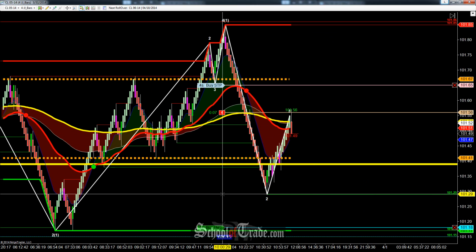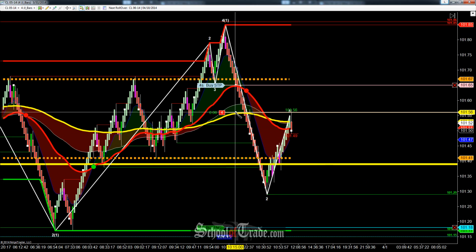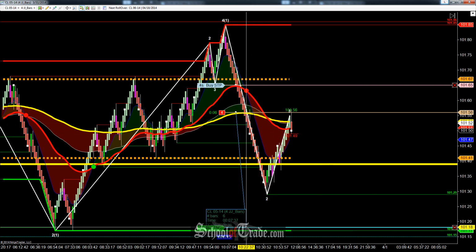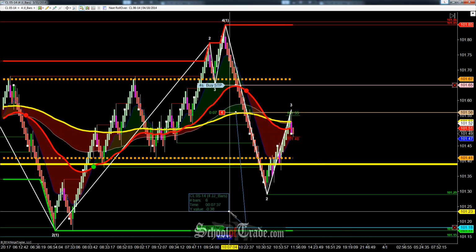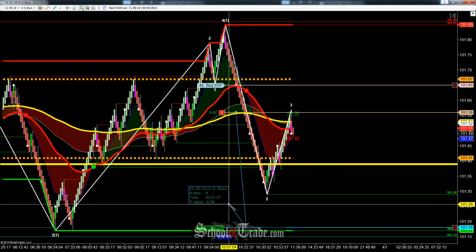So we're risking 9 ticks right now, willing to make, in this case, from 101.56, our entry, down here to 101.18, 38 ticks. And that's per contract, so we're trading 4 contracts on this one. So we're looking at a really, really hefty trade here if we can get some movement down.